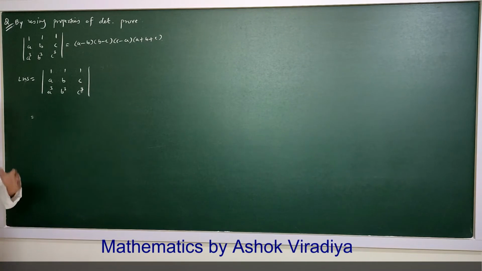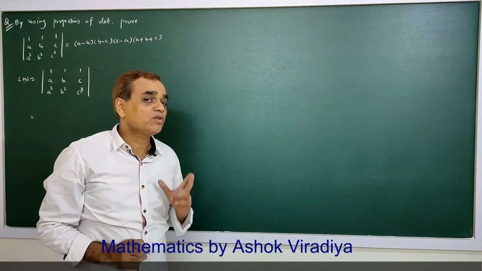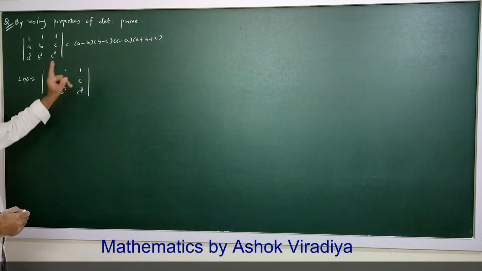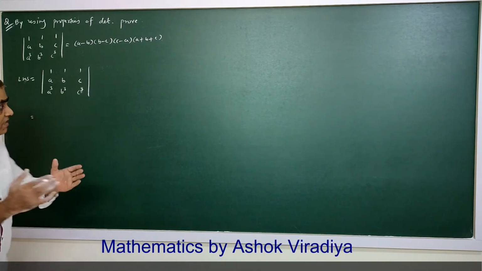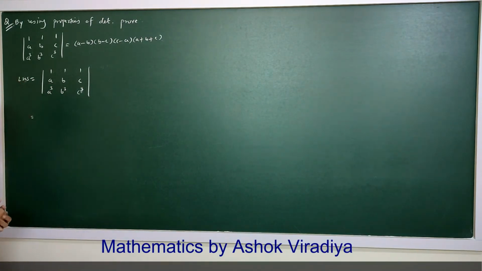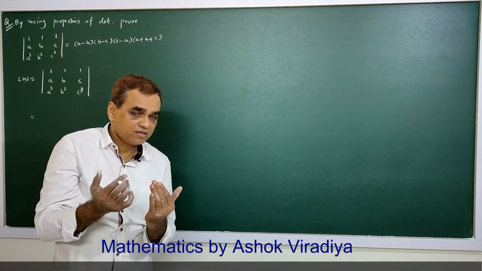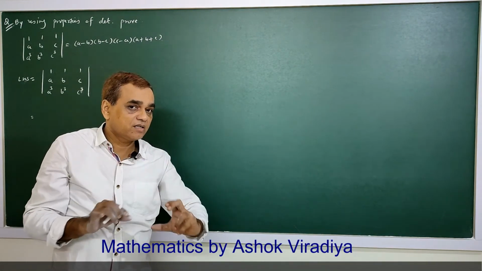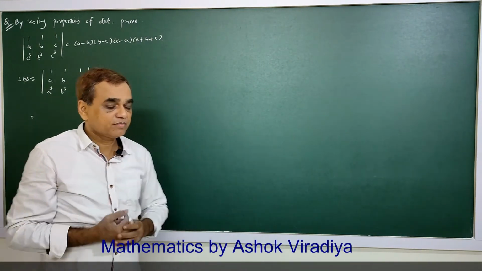Now always before starting, check the right hand side. What is given on the right hand side? Here on the right hand side, factors are given. So that means we want to factorize. Factorization means take common. So we will produce a common in any rows or any columns, and we will take it out.